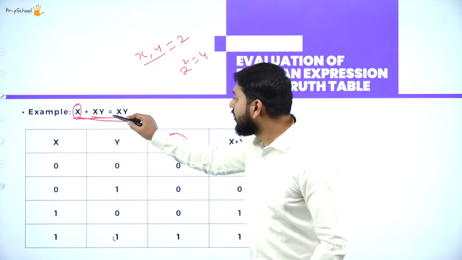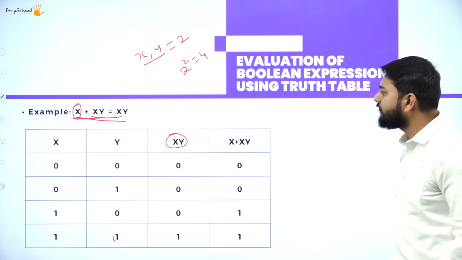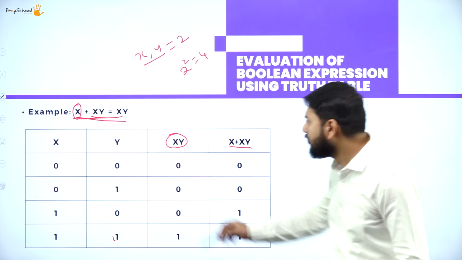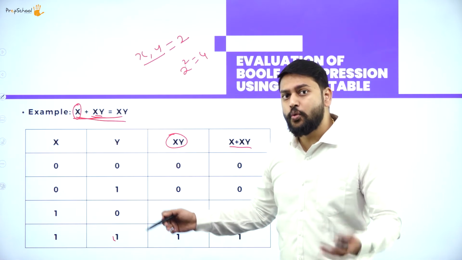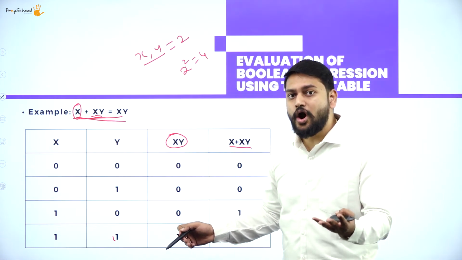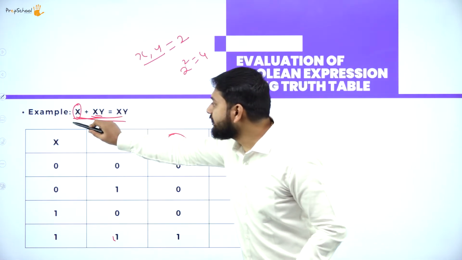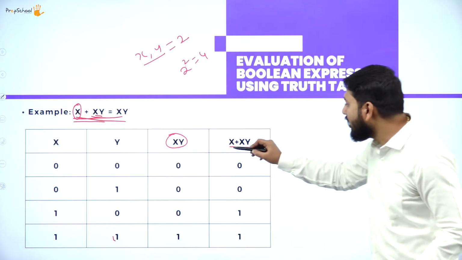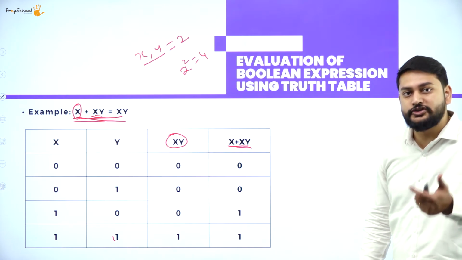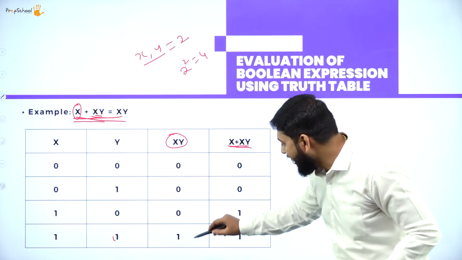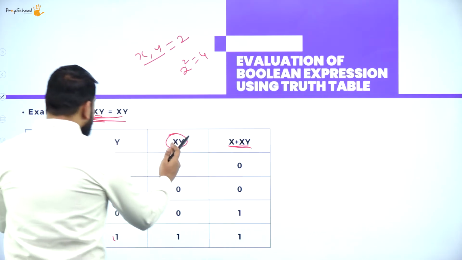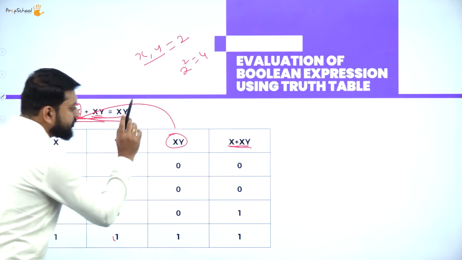Then do I have X plus XY? You got XY, right? So what else do you want for this expression? Do you have X plus Y? No, I don't have X plus Y. So let's calculate X plus Y. So this is XY, and this is X. Let's perform the addition for these two.